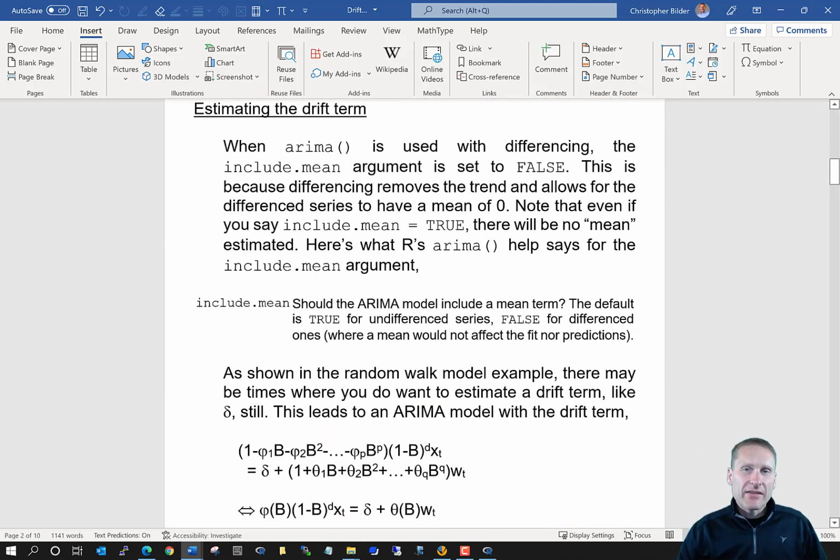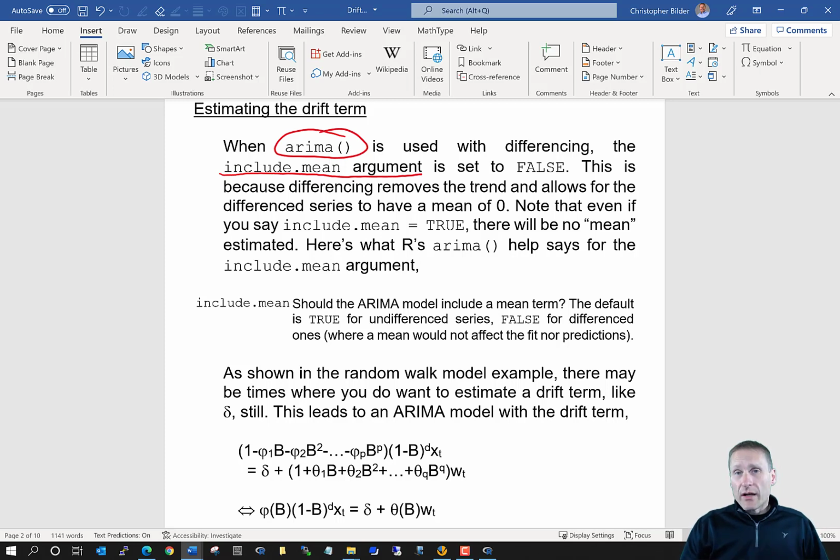Okay, so how can we then estimate what delta is? It's a little bit more complicated than what you might expect. So with the ARIMA function, we of course can use that with differencing by using the order argument and the correct values for the order argument. We have an include.mean argument as well that allows us to estimate mu. And we saw how mu was just kind of this extra part to our ARIMA model if we can't assume that x of t has a mean of 0.